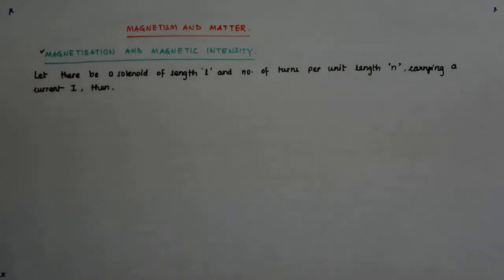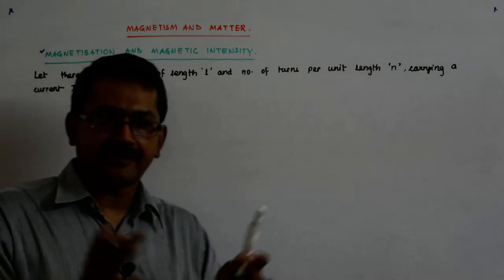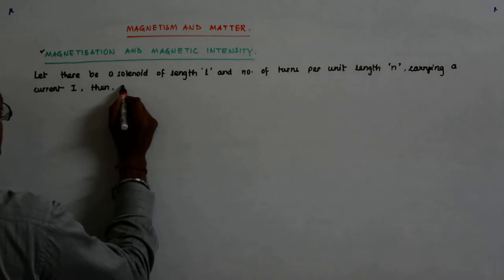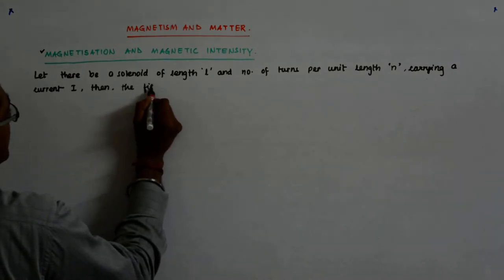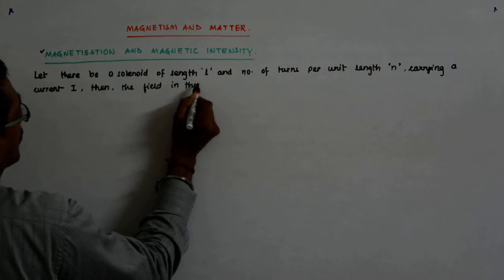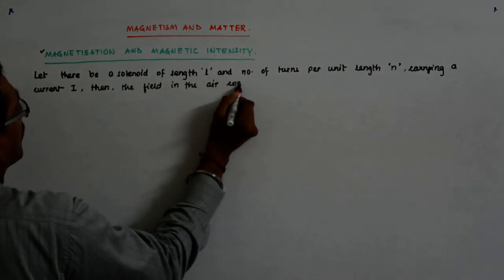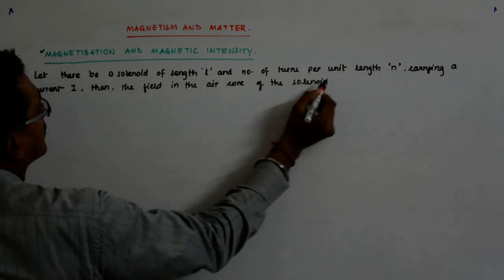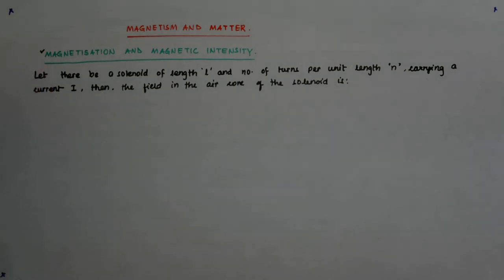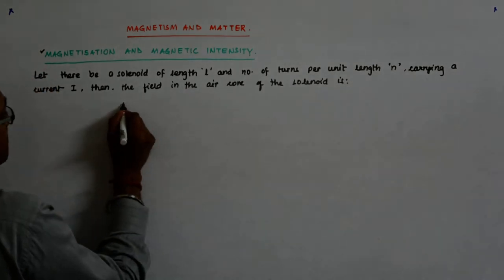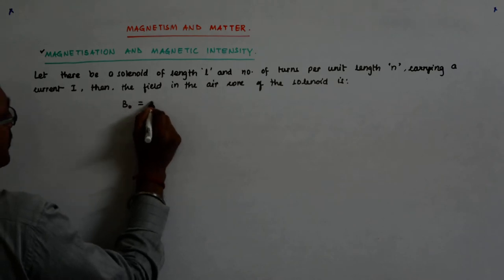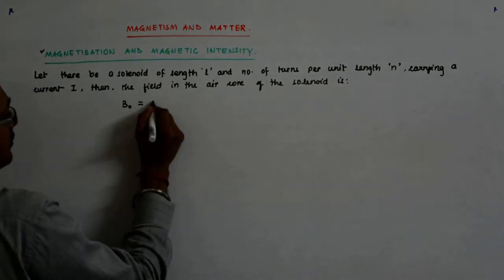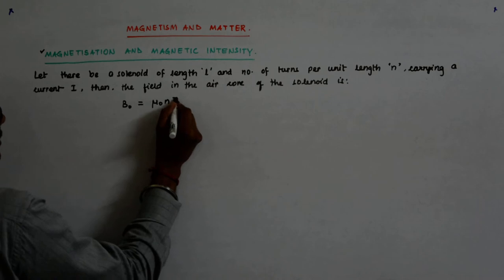then what happens if it's an air core solenoid? Okay, the field in the air core of the solenoid equals what? What is the field equal to? B naught is equal to? Mu naught Ni.